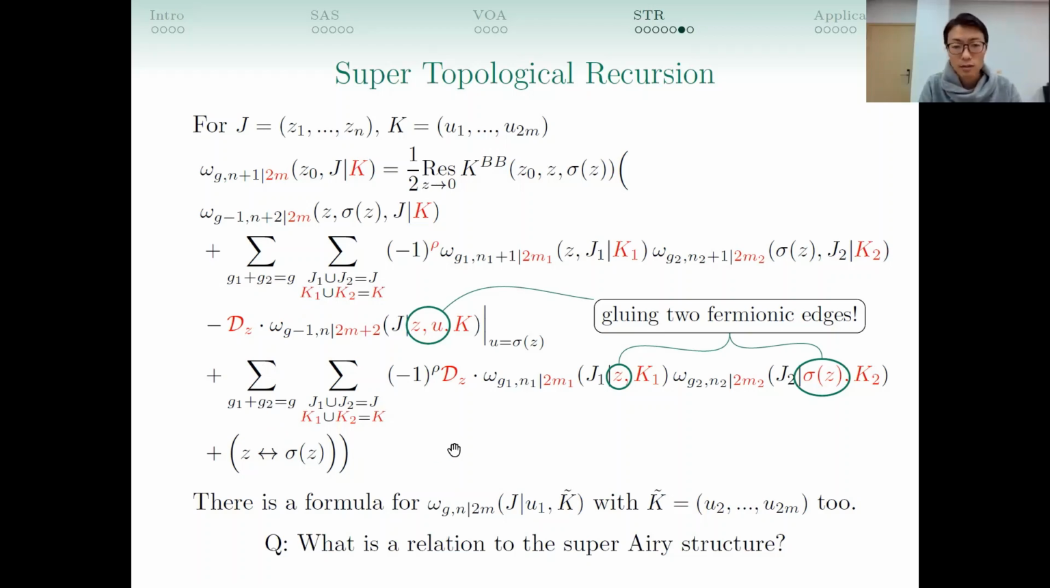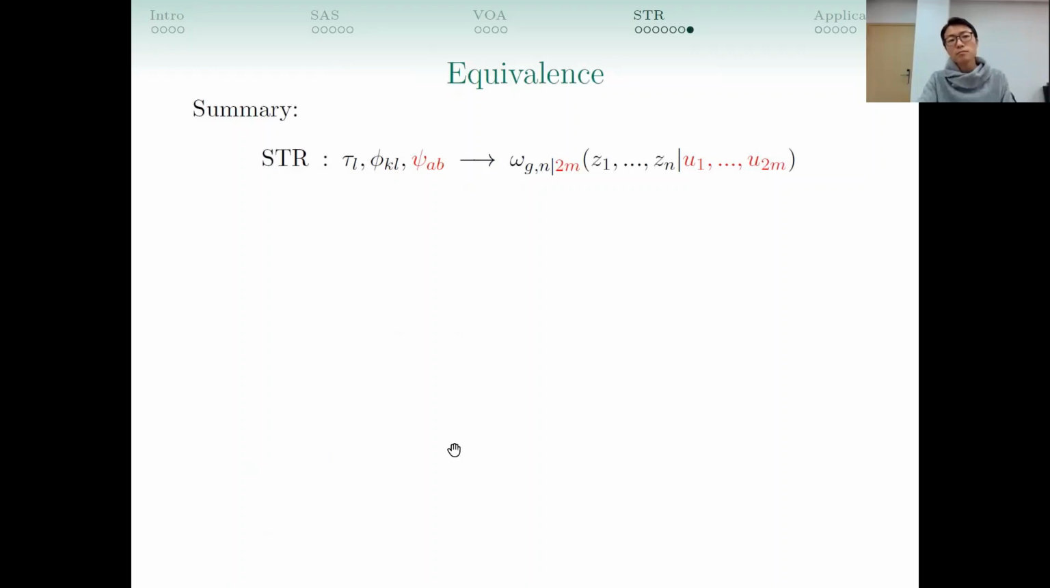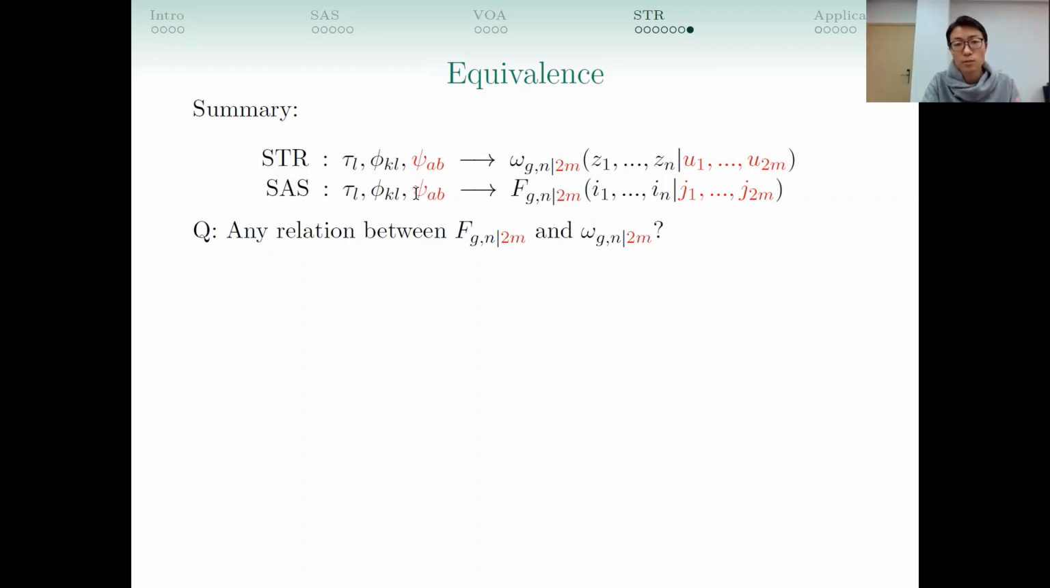And now come back to the question of Yogen. Are there any relations between the super structure and this super topological recursion? As a summary, for super topological recursion, if you fix three parameters, tau, phi, and psi, you uniquely fix a local super spectral curve, from which by super topological recursion you can compute differentials. And the super Virasoro structure does pretty much the same job. You choose tau, phi, and psi, you take a conjugate on the differential operator, and the outcome you get is the coefficients of the free energy. So are there any relations between these two? Because both of them are recursive structures and both of them are supersymmetric.